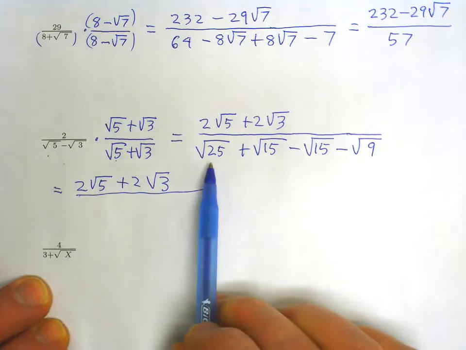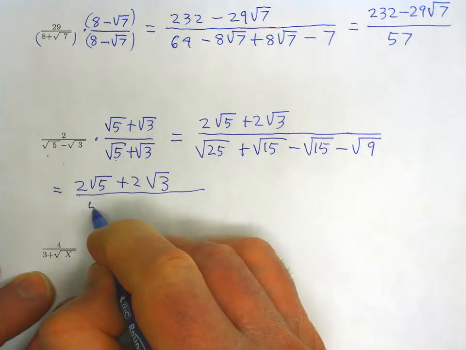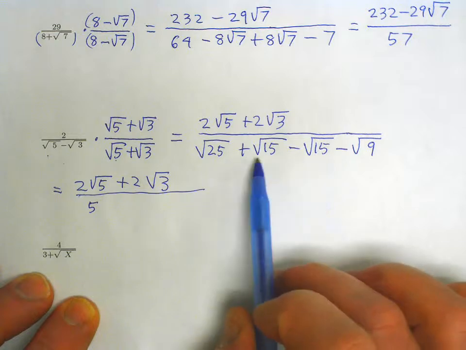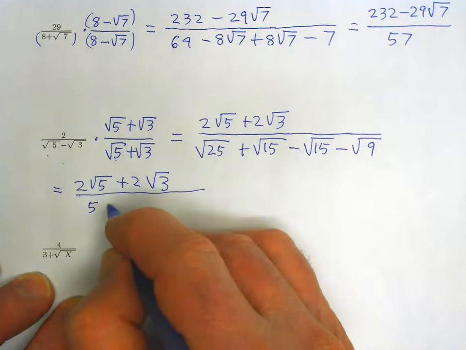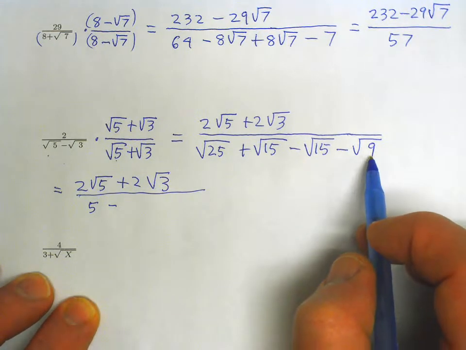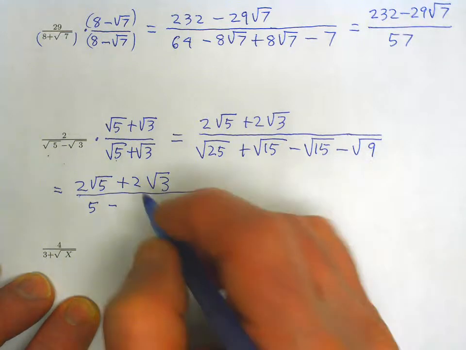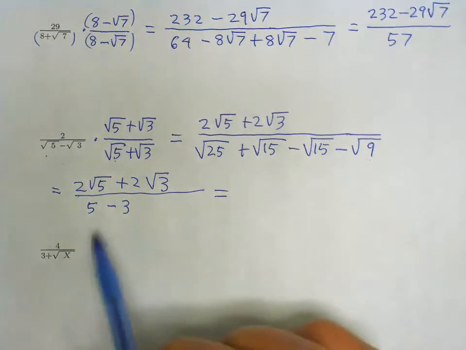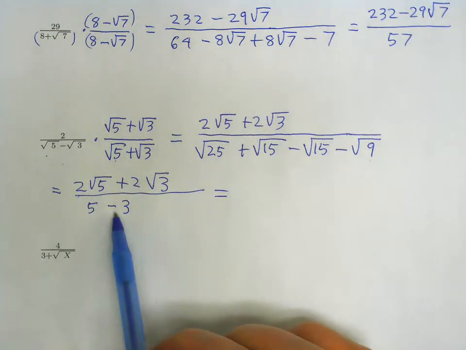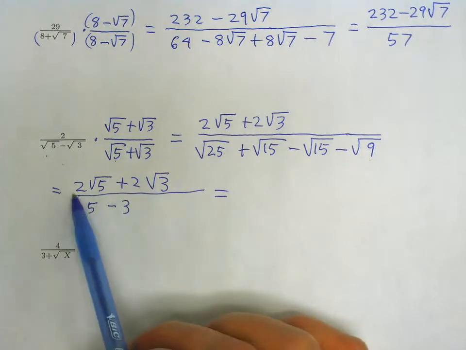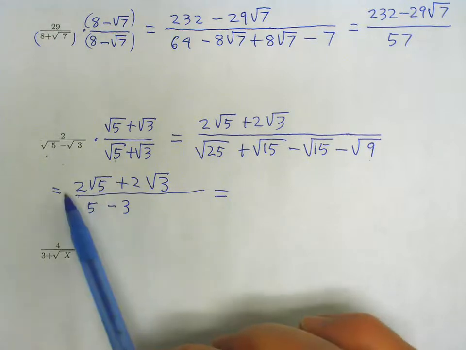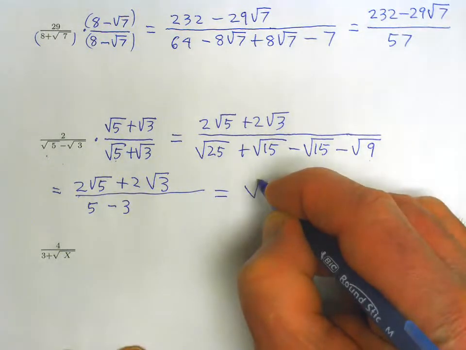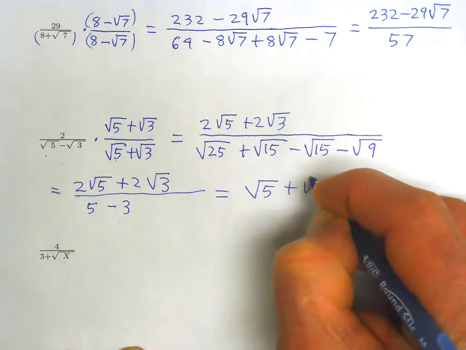In the denominator, the square root of 25 is 5. The plus square root of 15 minus the square root of 15, those add up to 0. And then minus 3, because the square root of 9 is 3. The denominator is going to be 2. 5 minus 3 is 2. And notice that every term in the numerator has a factor of 2. So if we divide every term in the numerator by 2, our simplified answer is going to be the square root of 5 plus the square root of 3.